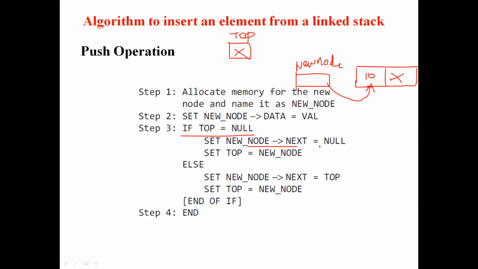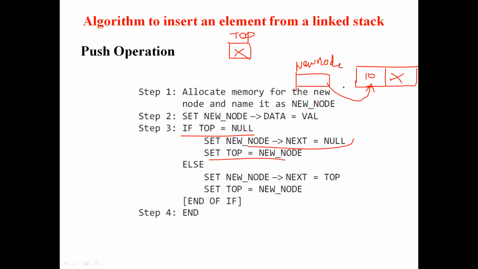Okay, I told new node next equal null. We can do that there also, while creating a new node. That is best. Here they are following some other procedure. Both are same, but the lines of code come somewhere else. That's it. Then set top equal to new node.